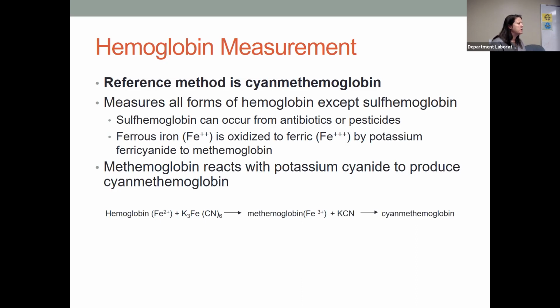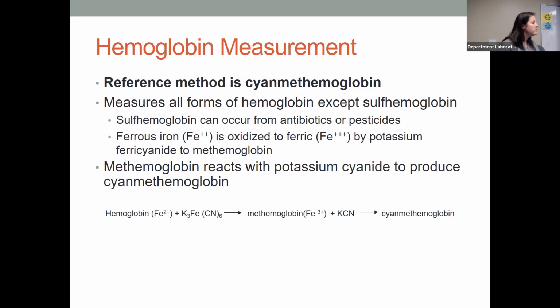If you have an overexposure to antibiotics or a lot of pesticides, that's when sulfhemoglobin might form. But there's also oxyhemoglobin and carboxyhemoglobin. All of those are still measurable using the cyanmethemoglobin method.